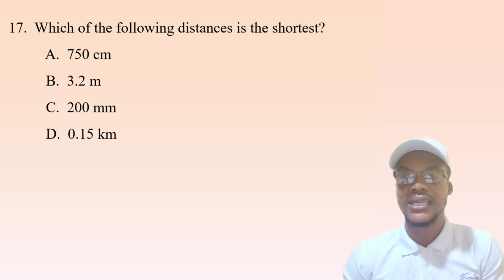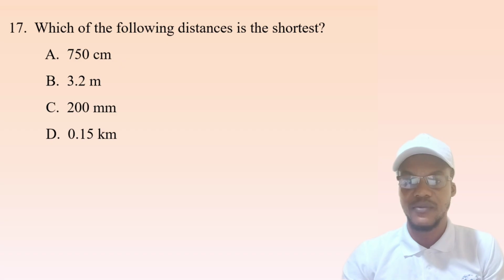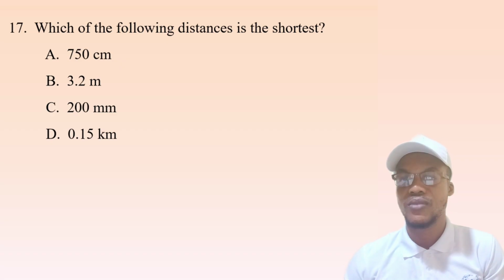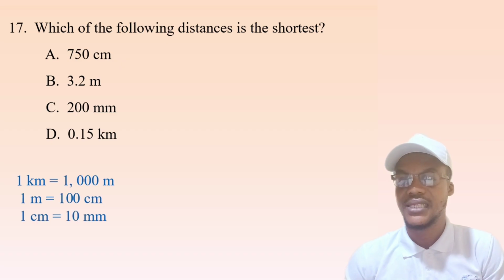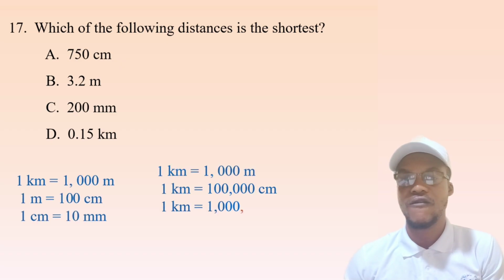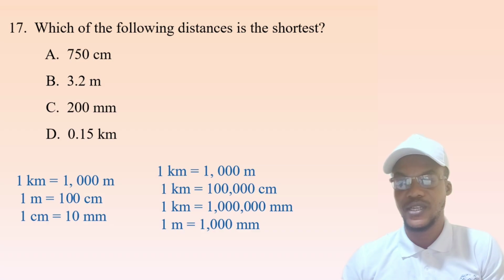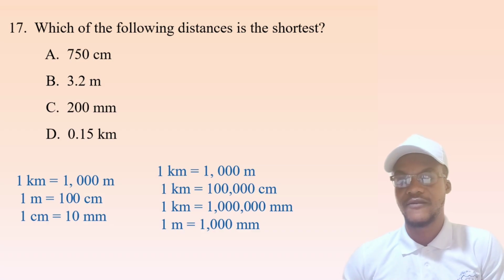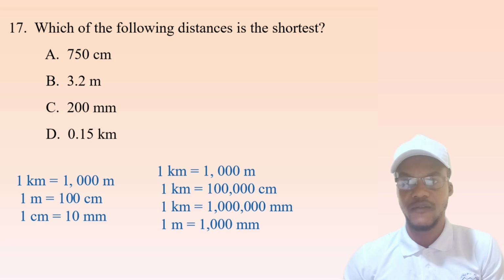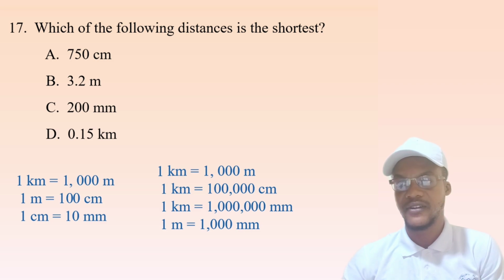We were given all these measurements. We said the millimeters is the smallest, and the kilometers is the biggest. So if that's the case, let's try and convert to millimeters and see. Once we convert to millimeters, then we can compare our solutions. The one which is shortest will identify itself once we're able to convert all of them.